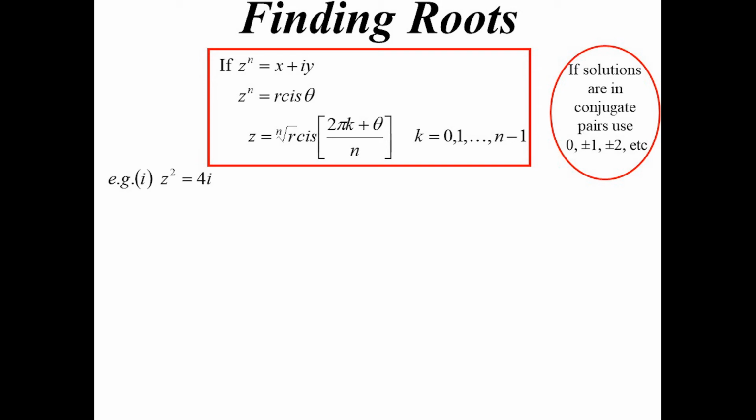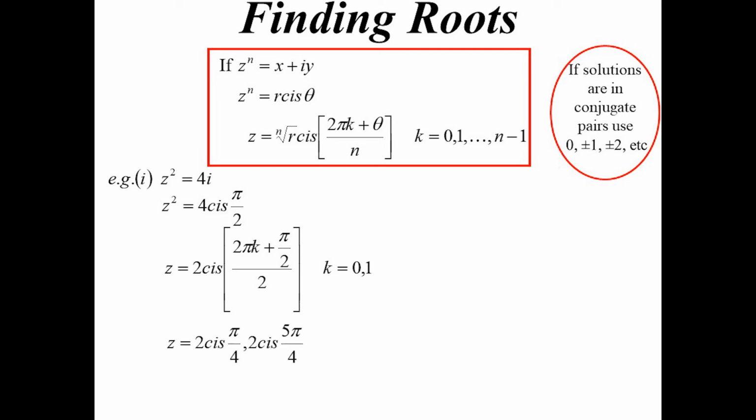I change 4i, well, that's 4 cis pi on 2, of course, because it's purely imaginary, so it's on the y-axis, we know that. So z will be 2 cis (pi on 2 plus 2 pi k) over 2, and I want to generate 2 solutions, so I'll say k equals 0 and 1. Substitute in 0, and we get 2 cis pi on 4. Substitute in 1, we get 2 cis 5 pi on 4.